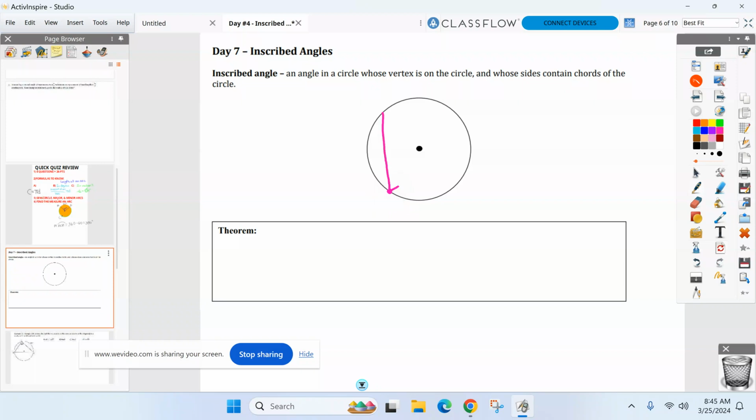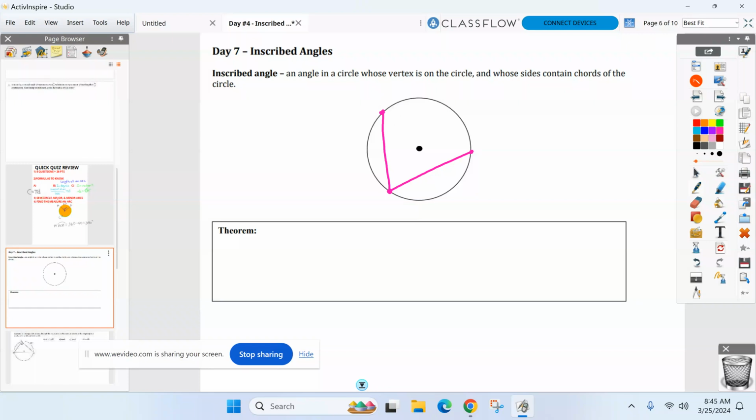I'll do one here too. All right. That's not a central angle though, right? That's not a central angle. We got a new name for it now. If the vertex is on the circle, we're going to call it an inscribed angle now.